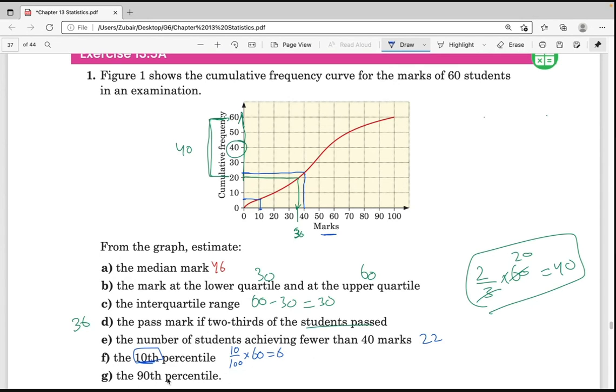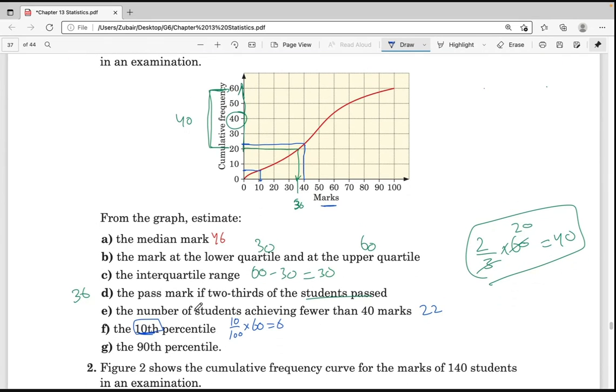Okay, 11. Now 90th percentile. So 90 by 100 into 60, that is 54. So we go at 54 and we read that value, 80.